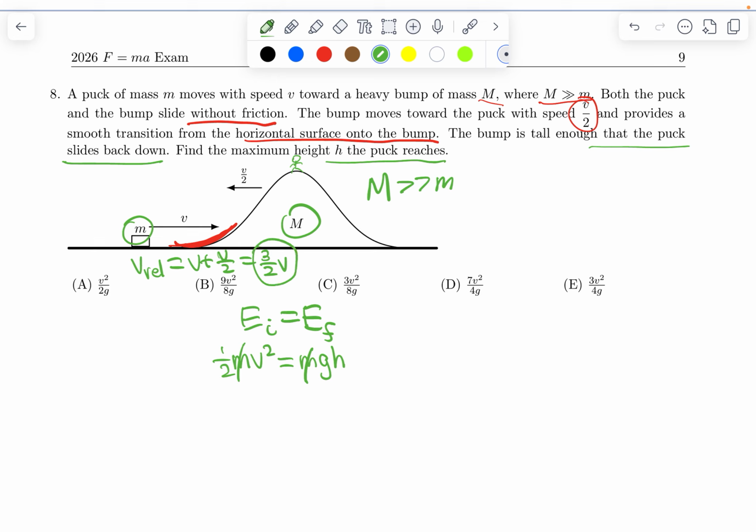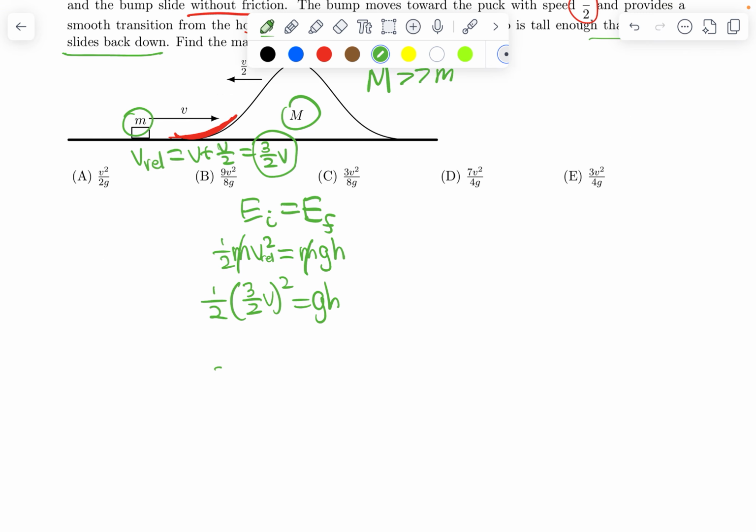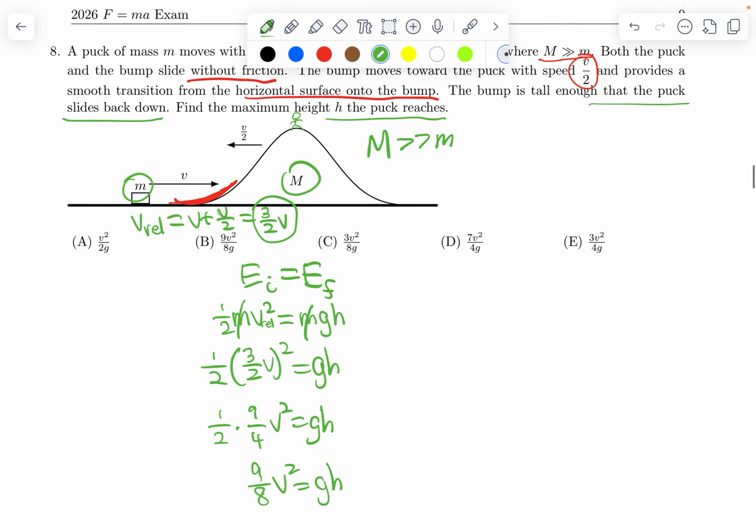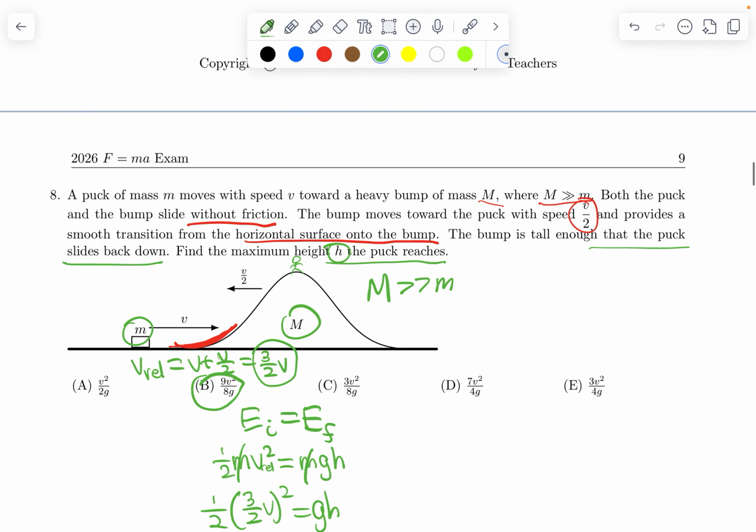We plug in v relative equals 3 over 2 v. So 1/2 times 3 over 2 v squared equals g h. Now 1/2 times 9 over 4 v squared equals g h. So 9 over 8 v squared equals g h. And we're supposed to find the maximum height h. So h is going to be equal to 9 v squared over 8 g. And that's going to be answer choice B.